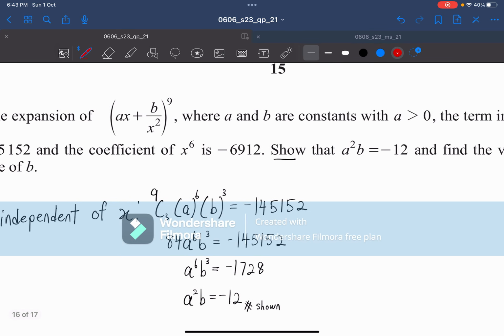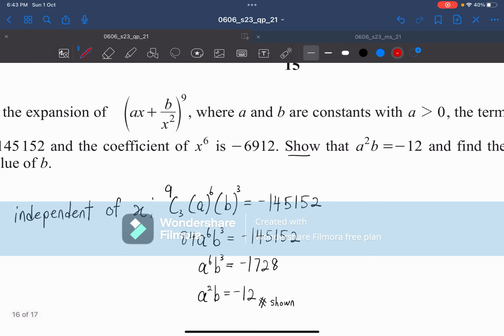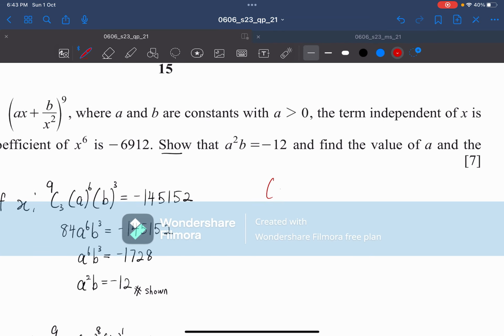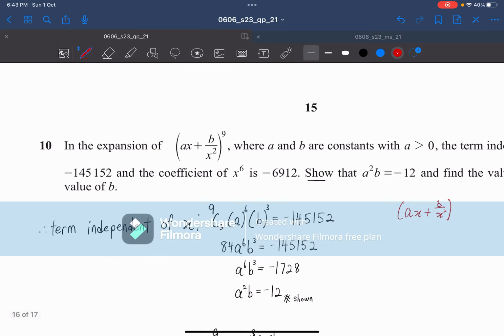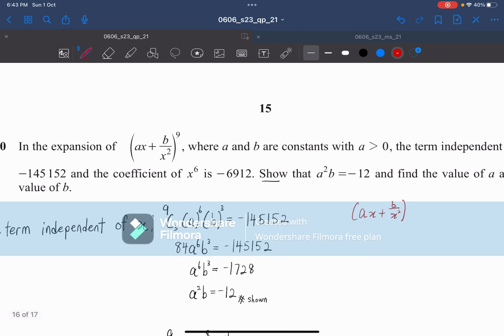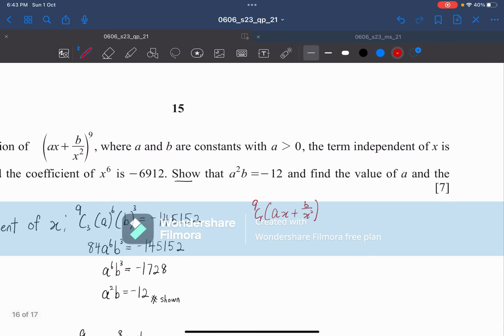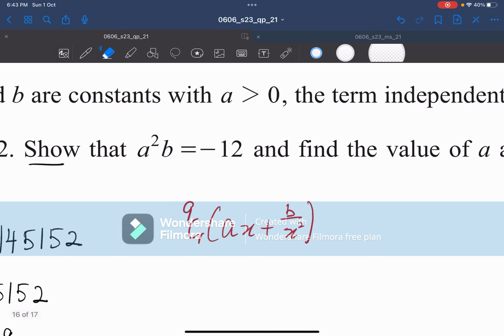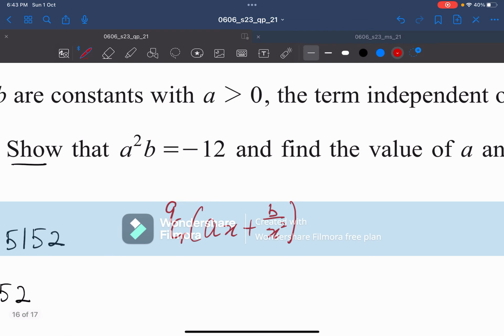So for me, the way I figure it out is, we're given ax plus b over x squared, right? I think the hard part here is not actually solving. The hard part is figuring out what combination of 9c r should I get in order to get x to the power 0, a term in x to the power 0. If I don't know how to figure it out, it's kind of like a guessing game, or from experience, I just know how to do it immediately.